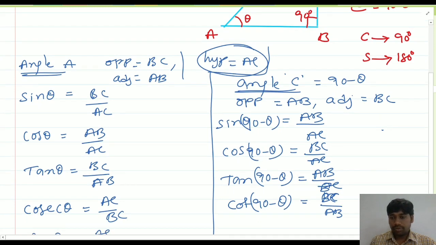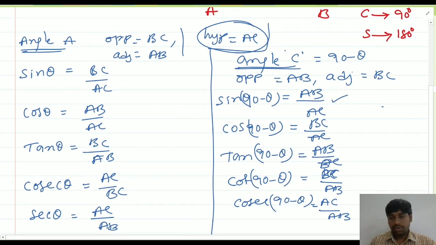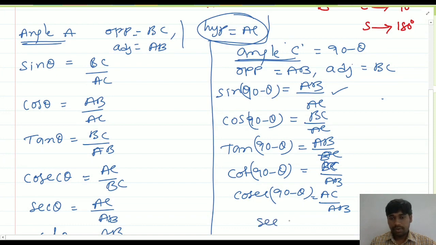Cosec 90 minus theta is the reciprocal of sine, that is AC upon AB. Next one more, secant, that is the reciprocal of cos, AC upon BC.